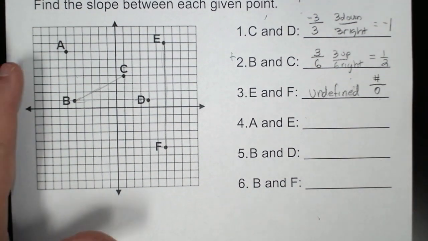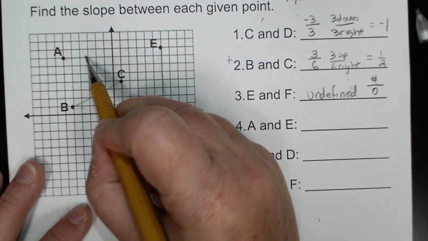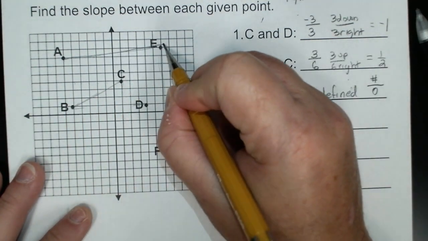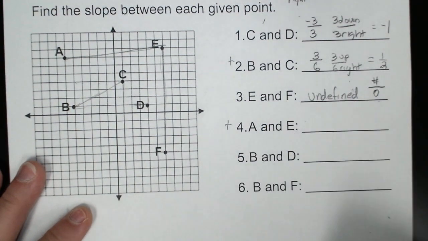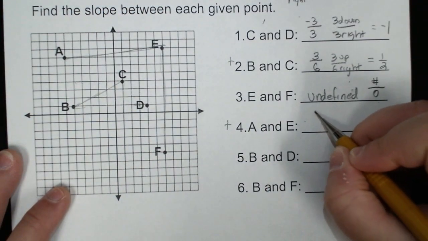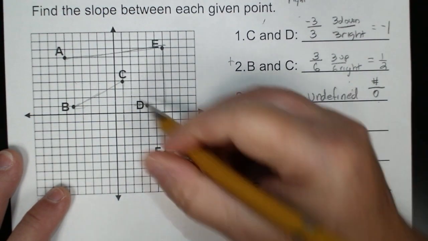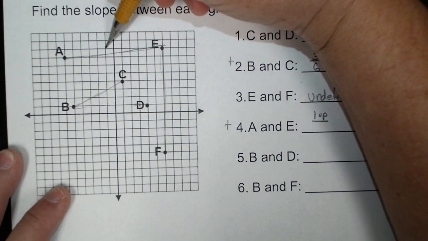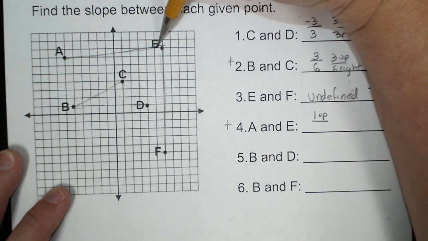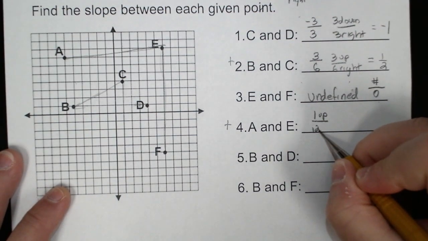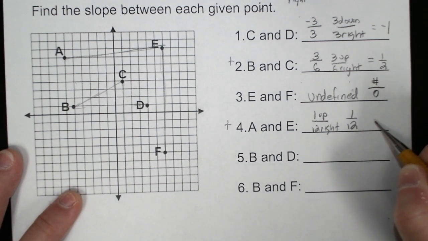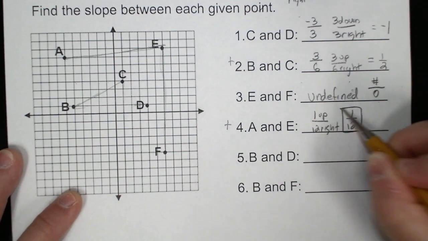A to E, I'm going to sketch it. Notice that it's a positive slope. I'm going 1 up, and 1, 2, 3, 4, 5, 6, 7, 8, 9, 10, 11, 12 right. Up is positive, right is positive, 1/12 is my answer.